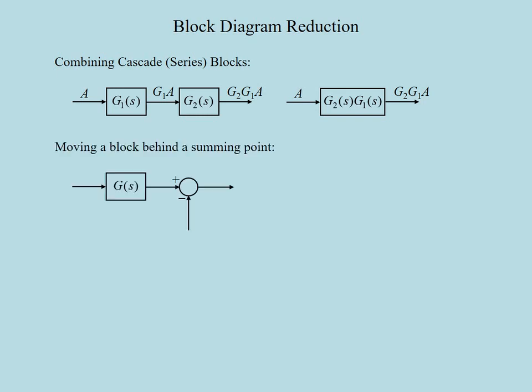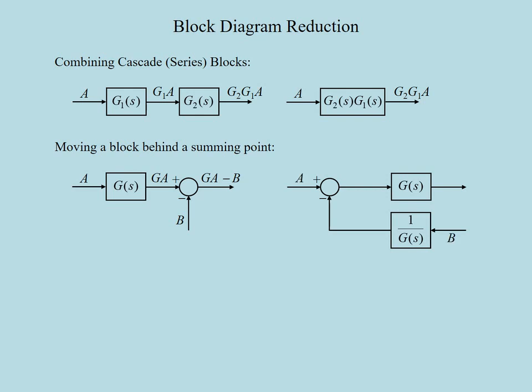Next, consider moving a block behind a summing point. If the inputs of a subsystem composed of a block and a summing point are A and B, then the output will be GA minus B. In order to maintain the same input-output relationships when the block G(s) is moved behind the summing point, the input B has to be passed through a block of 1 over G.